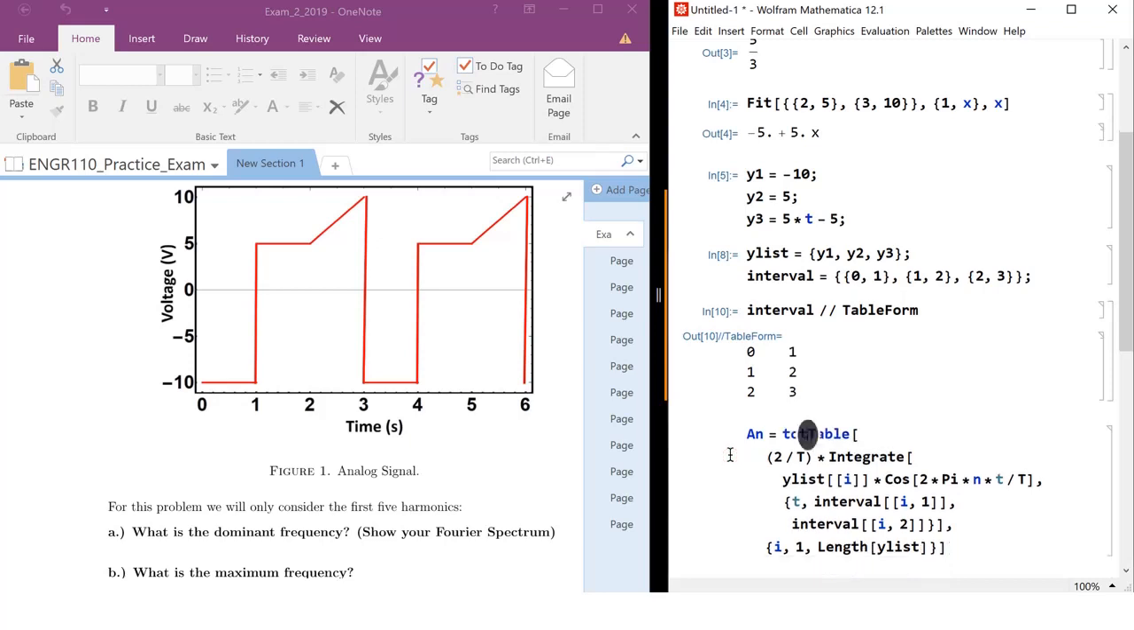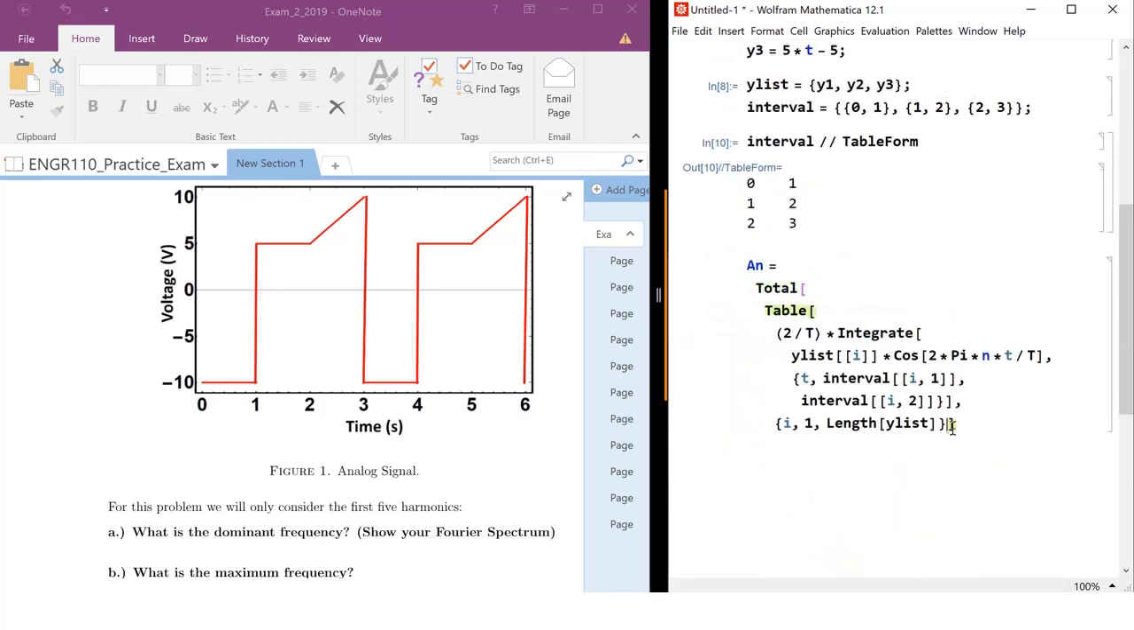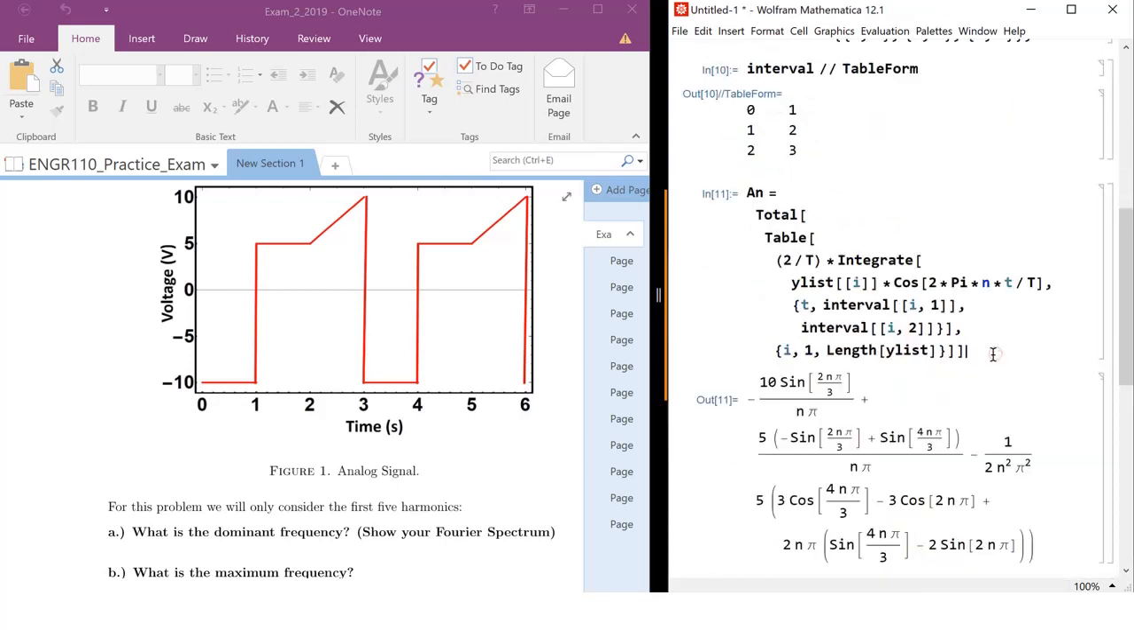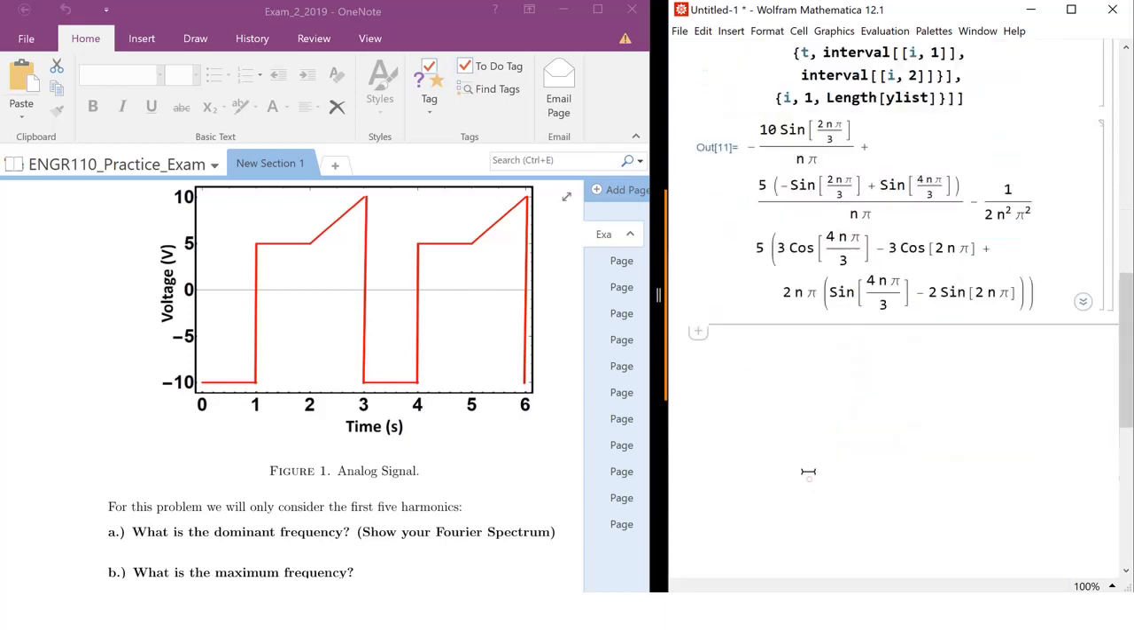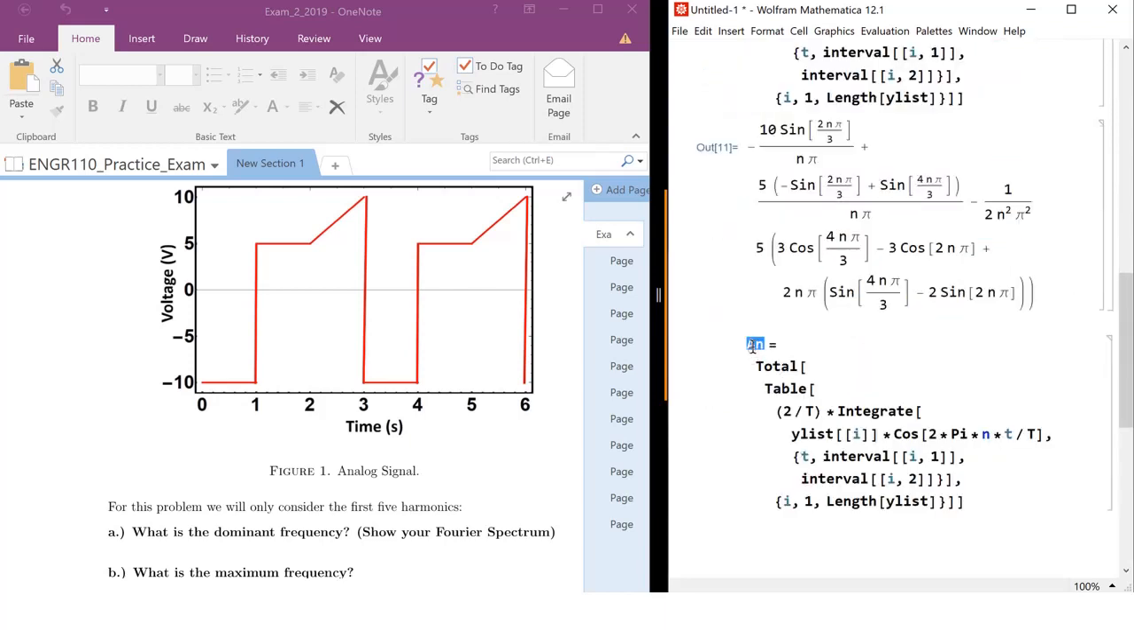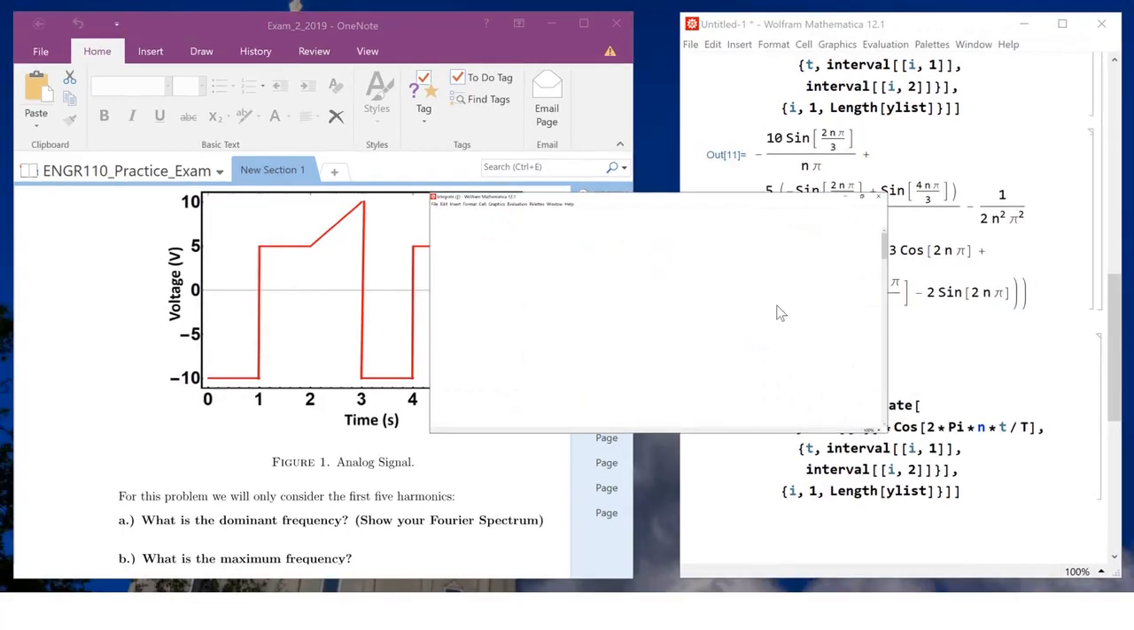And I need to take the total because I need to basically add all those values. That's it. Mathematics thinking, thinking, thinking. That's all it is. That's A sub n. What about B sub n? Well, my B sub n is going to be simply this, but now it's going to start thinking.